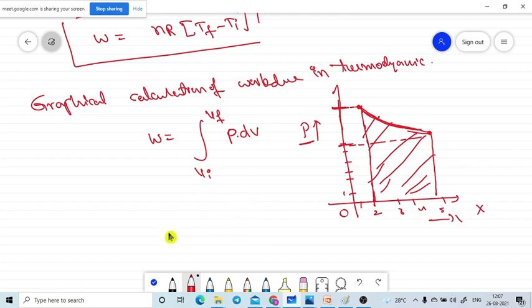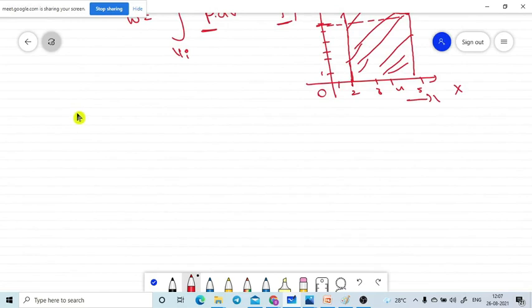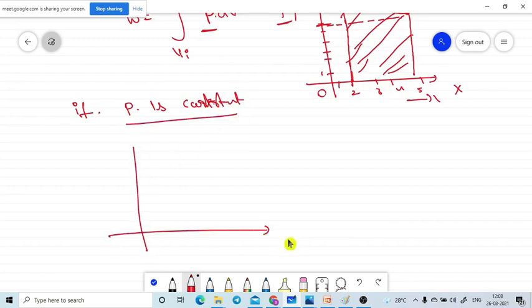Let me take the constant pressure graph, you can easily understand. Let me take P as constant. In the x-axis is the volume, in the y-axis is the pressure. So P is constant and volume is changing. The initial pressure is the same as the final pressure, but the initial volume is equal to Vi and the final volume is equal to Vf.